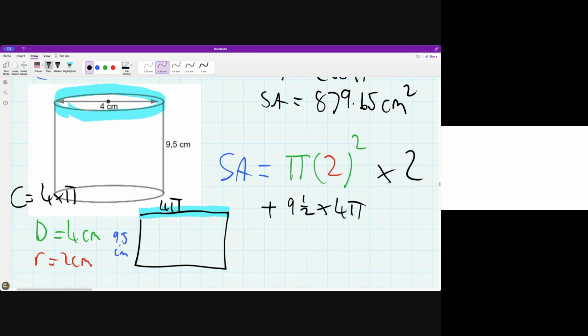So what have I got? I've got pi times 8, because it's 2 times 2 times 2, plus 9.5 times 4 times pi, and I get a surface area of 144.51 centimeters squared. So that wasn't too bad.